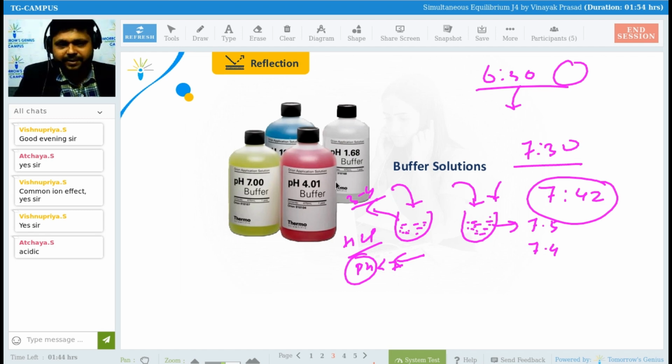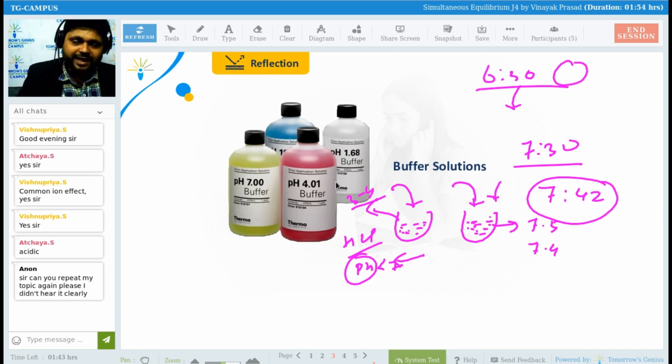If a buffer is a solution and you add HCl into that, then also the pH is not decreasing. Getting my point? It means it is resisting the change of the pH. So can we call a buffer solution a solution where, even after the introduction of acid or even base, the pH will not be affected much? Getting my point? Is it okay?